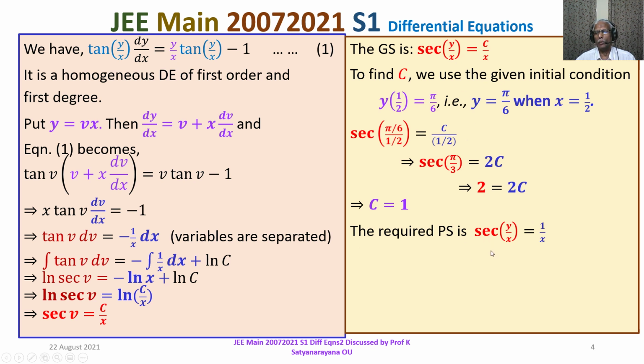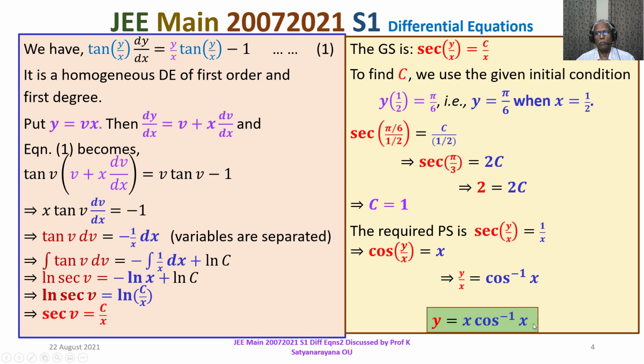Invert it, then you will get cos of y by x is equal to x, and take the inverse on both sides. y by x is equal to cos inverse x. This implies y is equal to x cos inverse x is the particular solution of this differential equation. This differential equation is solved, and we have obtained a general solution. Using the initial conditions, we got a particular solution. The particular solution is y is equal to x cos inverse x.